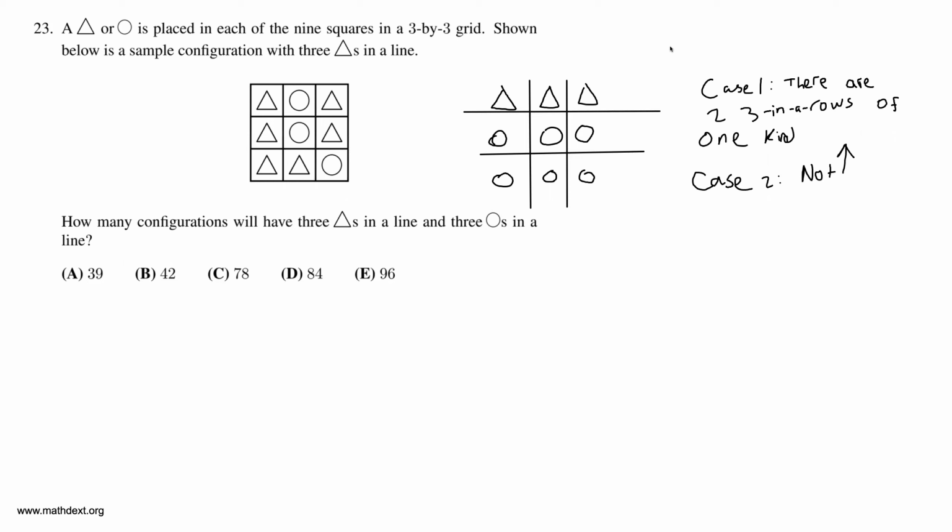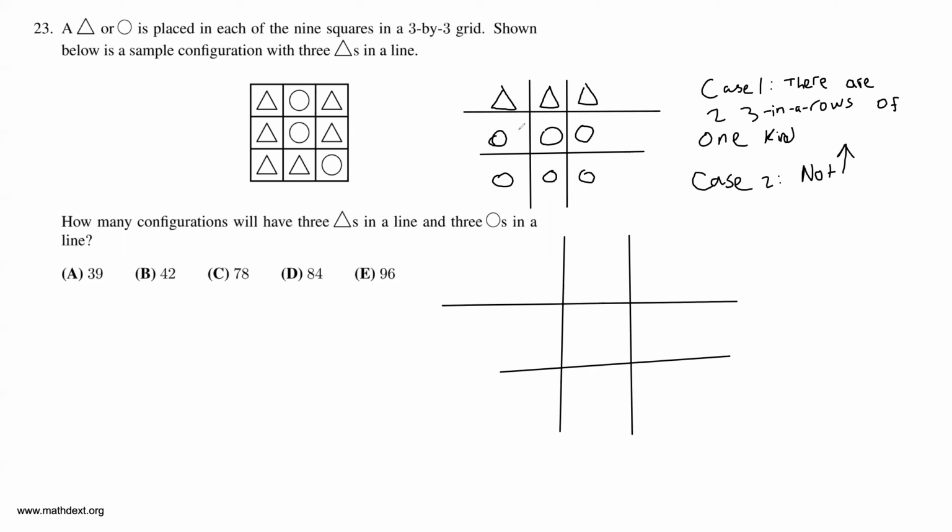Okay, so let's start out by trying to count case 1. There will be 2 3 in a rows of one kind, and what you have to realize is a few things. First of all, these are going to make the problem a lot easier. First of all, there is absolutely no way that anything will be diagonal, because if I have a diagonal of 3 O's, then how am I going to ever get 3 triangles in a row?